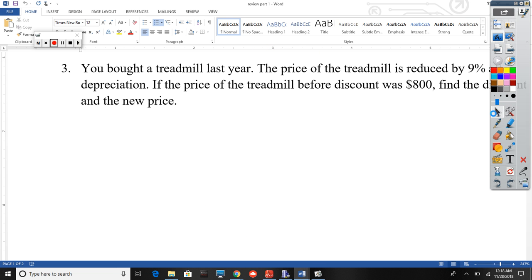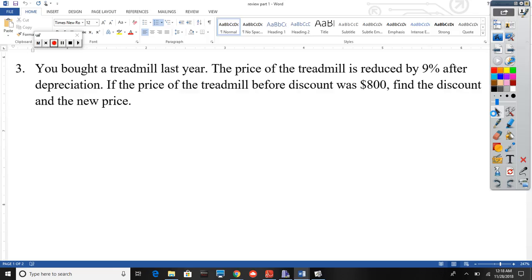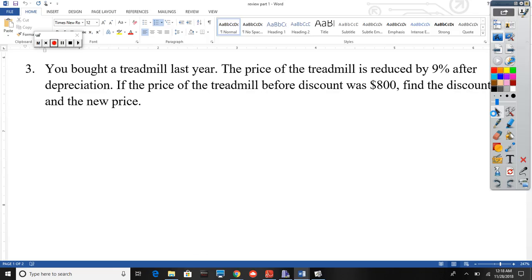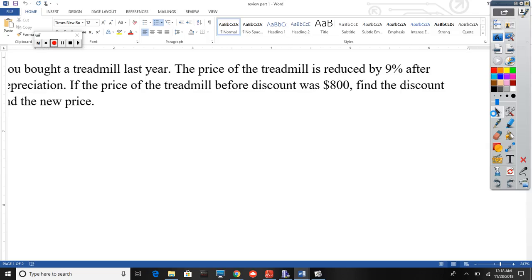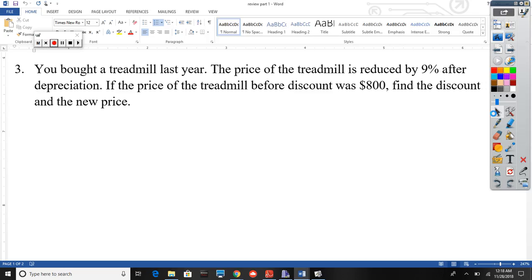Number 3 says, you bought a treadmill last year. The price of the treadmill is reduced by 9% after depreciation. If the price of the treadmill before discount was $800, find the discount and the new price. Okay. This is one where a lot of you guys have been doing really, really well. You guys know how to work with percentages, so that's good.